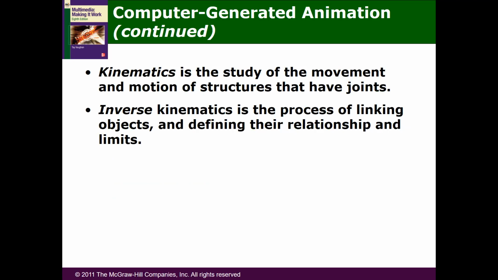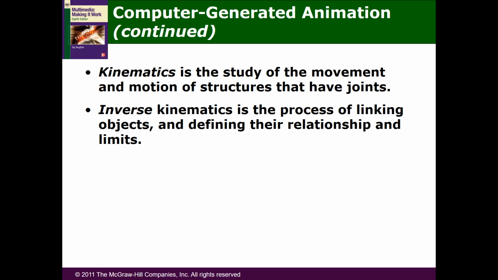Now, kinematics is the study of movements and motions of structures that have joints. Inverse kinematics is the process of linking objects and defining the relationship and the limits. Kinematics is used in animations and in computer generated animation. Generally, let's say you have drawn a triangle on the screen. For each point where two lines meet, let's say it's a right angle triangle. So you have 45 degrees within the triangle. Sorry, 90 degrees. It's a right angle triangle, so you have 90 degrees. The point where you have the 90 degrees joint and the other two joints, those would be called a structure of joints.